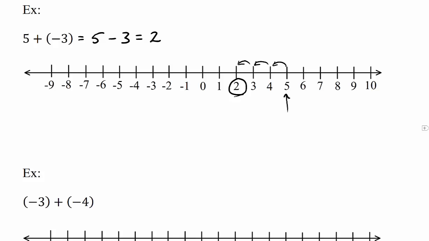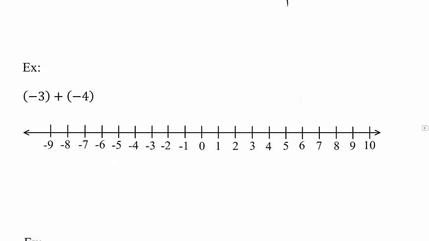Looking at the next one of negative 3 plus a negative 4, let's look at the number line first. If we start here at negative 3, we're adding, so we normally move to the right, but we're adding a negative, so we're going to move to the left 4 positions. And we end here at negative 7.